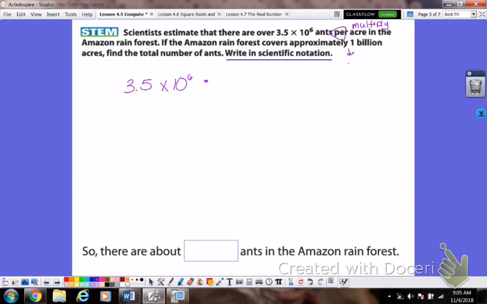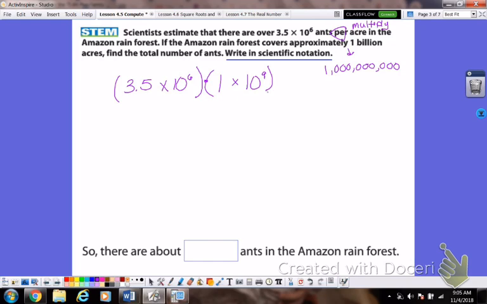Since we're doing scientific notation here, if I write out 1 billion, that's 1 with 9 zeros, 1,000,000,000. So put that in scientific notation. It's going to be times, I'll put this in parentheses, 1 times 10 to the 9.